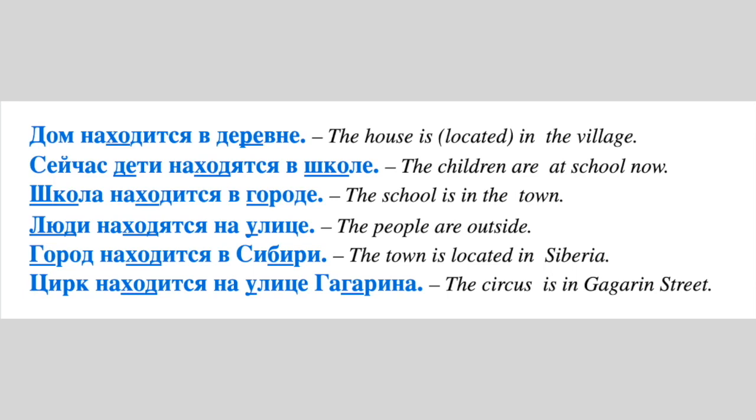Дом находится в деревне. The house is located in the village. Or the house is in the village. Сейчас дети находятся в школе. The children are at school right now. Школа находится в городе. The school is in the town. Люди находятся на улице. The people are outside. Город находится в Сибири. The town is located in Siberia. Цирк находится на улице Гагарина. The circus is in Gagarin Street.